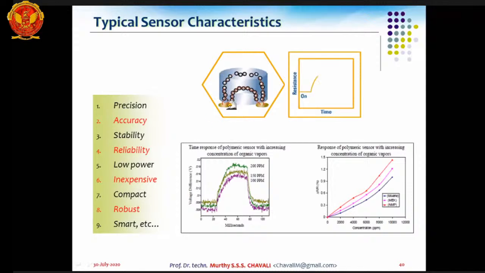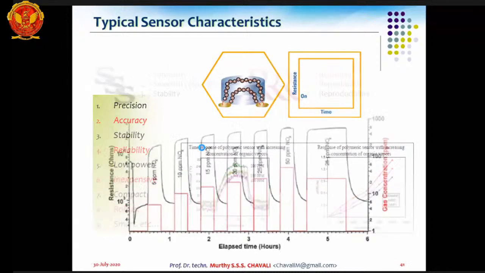This is a typical polymer sensor. Once you have the swelling in the polymer, the chain breaks up and you have a limited signal, and that is converted into our chemical signal. And typical chemical sensor dynamics looks like this. You need to have all these characteristics for a typical sensor.